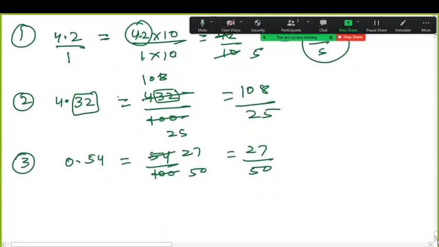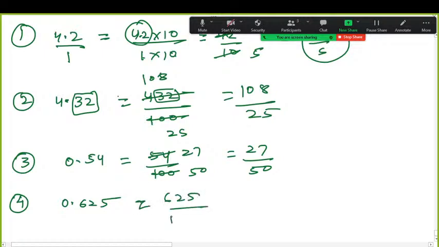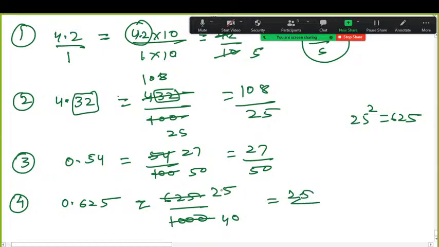Okay, one more question. Can you tell me the answer for 0.625? It'll be 625 over 1000. It can be cancelled using 25 as well. 25 times 25 is 625, and 25 times 40 is 1000. We got 25 over 40. We can further cancel by 5. It's 5 over 8 actually. Got it?